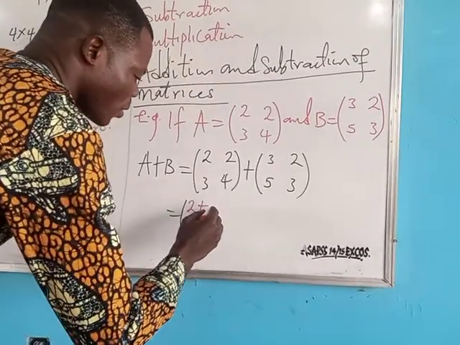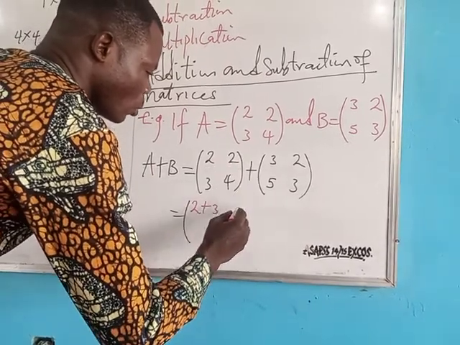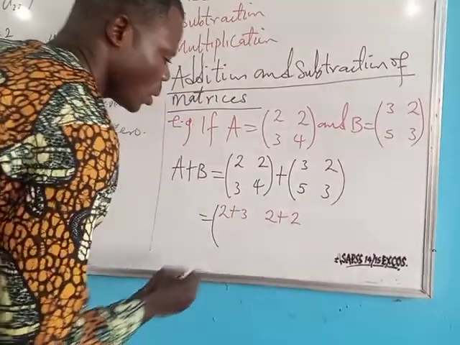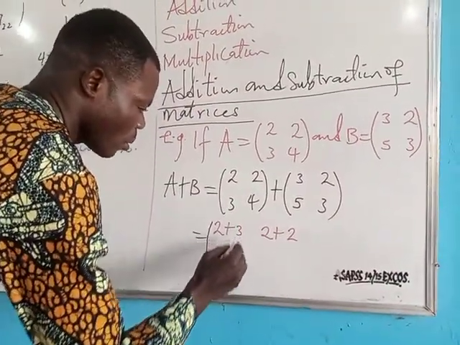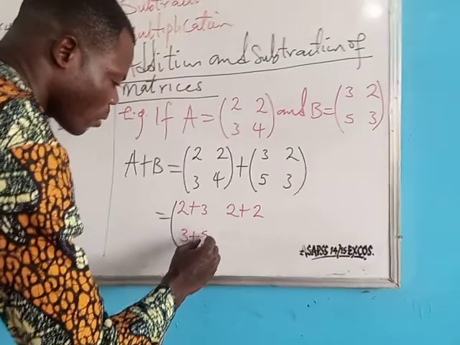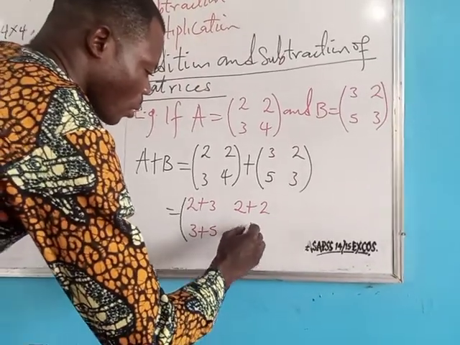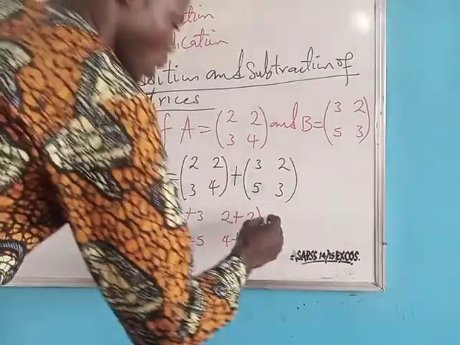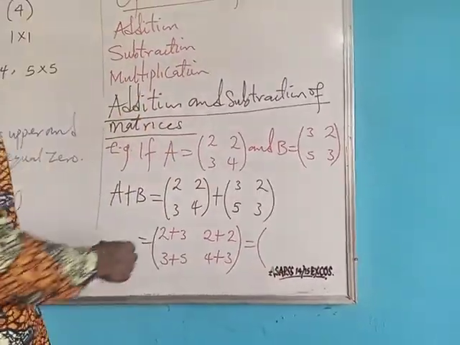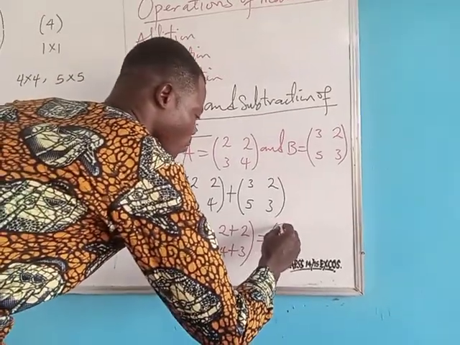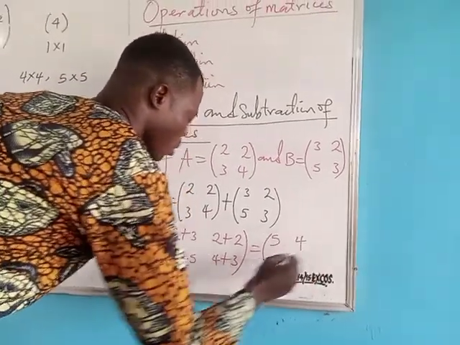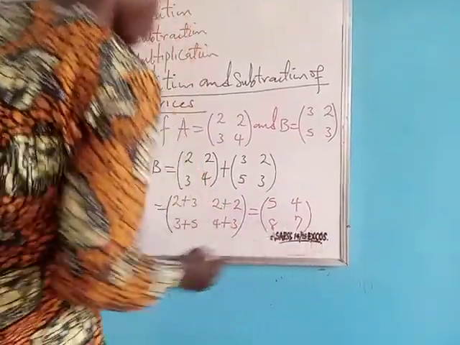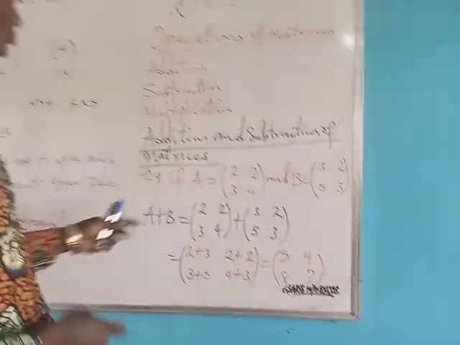So we can easily say 2 plus 3, then 2 plus 2, then 3 plus 5, and 4 plus 3. So we can get our final answer. This plus this will be 5, this one will be 4, this one will be 8, and this one will be 7. So that is the addition of these two matrices.